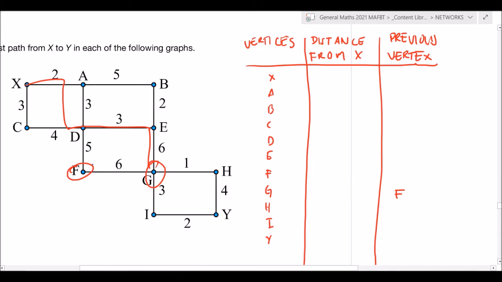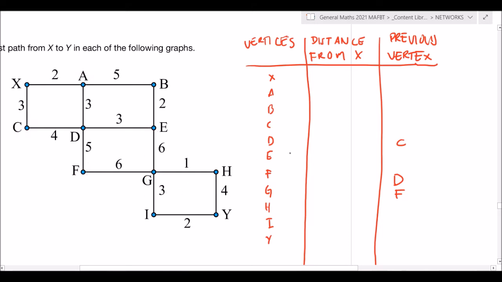Then say for example from F. If you're at F, the only previous vertex you have there is D. If you're at D, the previous vertex is either A or C. It depends on which one is the shorter one. So the shorter one will be listed here as the previous vertex.